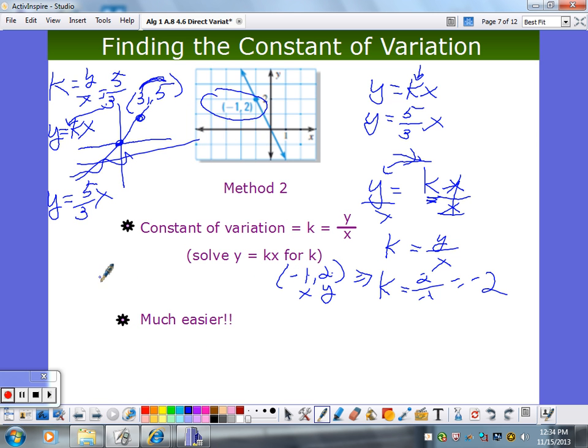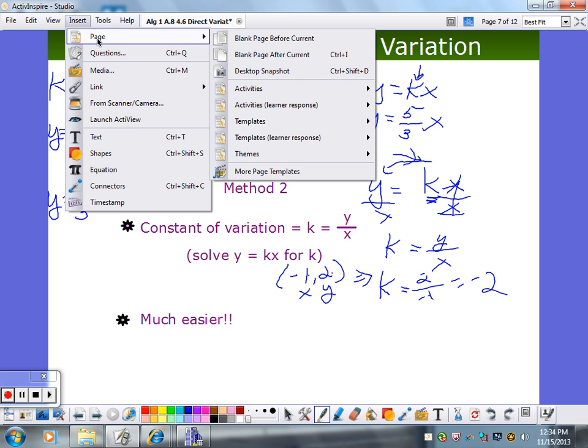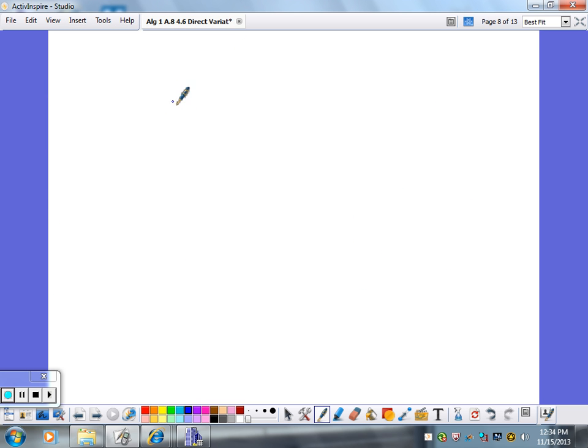Another example, huh? Okay. So I'm going to just draw a graph. Pretend this line is trying to go through the origin. So is this a direct variation? Yes. I'm going to pick a point.